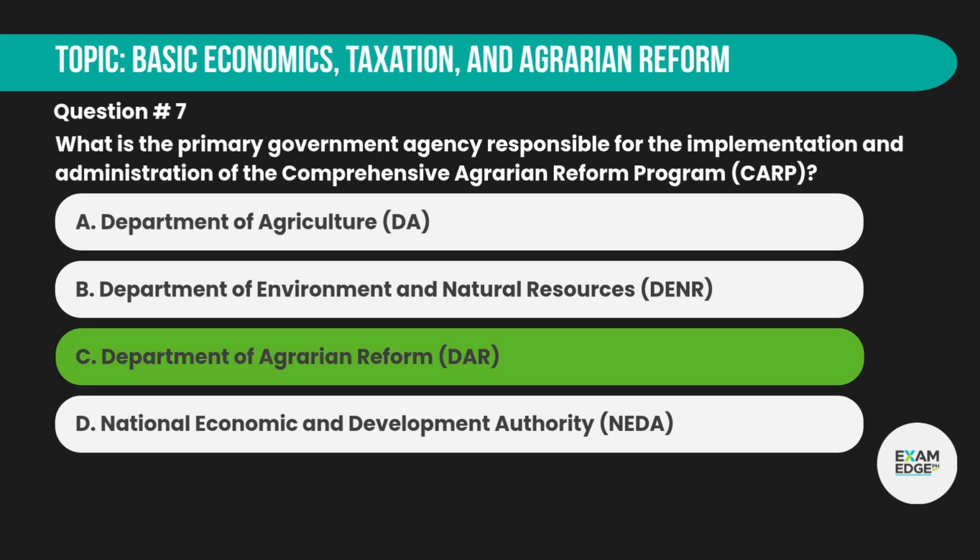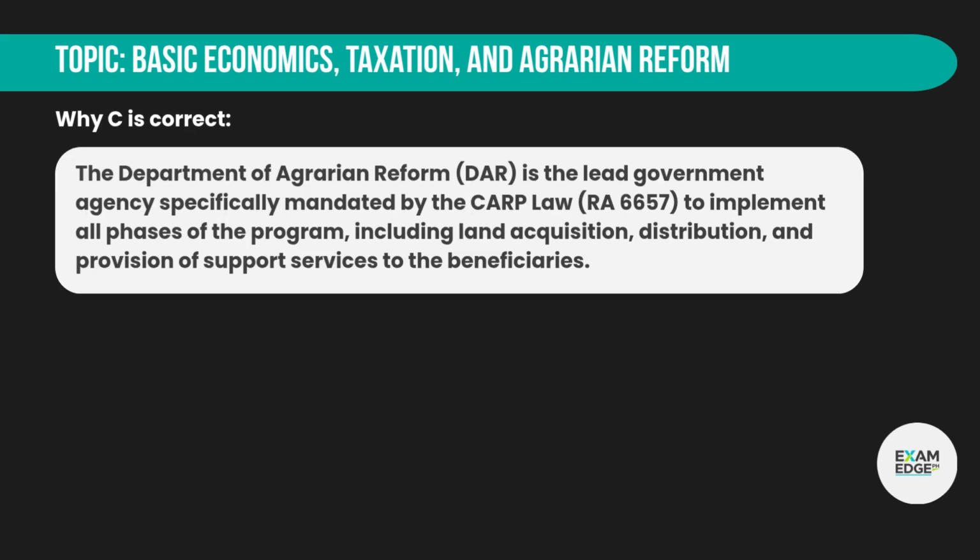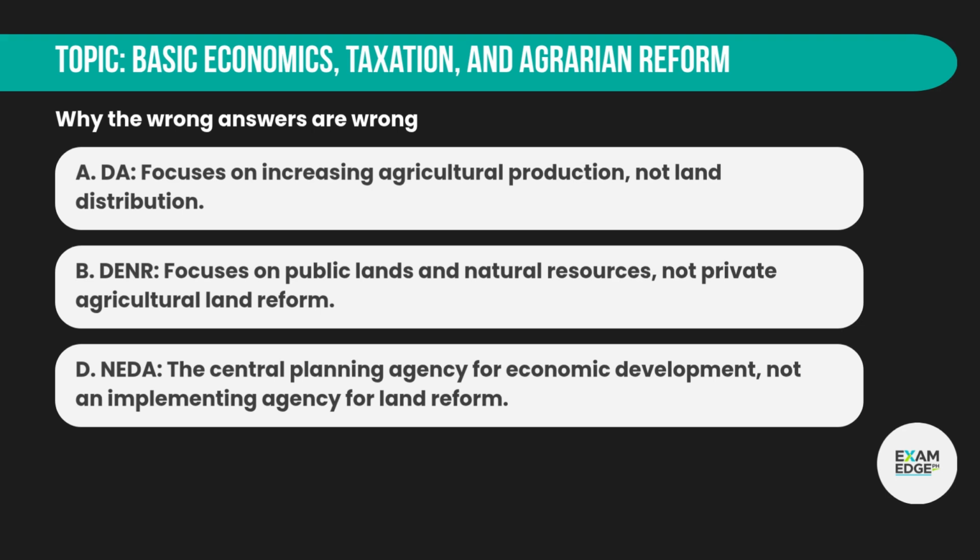Correct answer, C. Department of Agrarian Reform, DAR. Why C is correct? The Department of Agrarian Reform, DAR, is the lead government agency specifically mandated by the CARP law, RA 6657, to implement all phases of the program, including land acquisition, distribution, and provision of support services to the beneficiaries. Why the wrong answers are wrong?